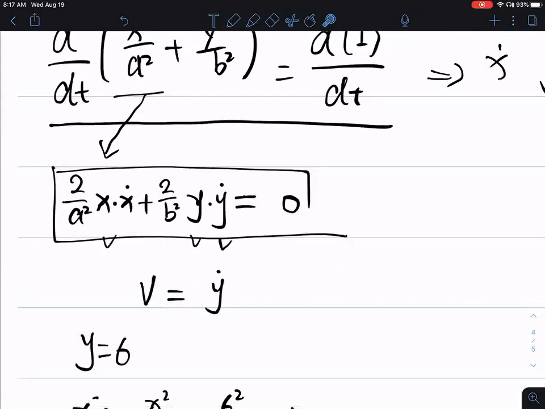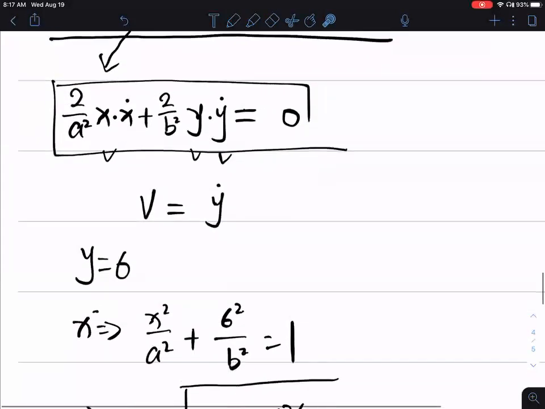This is x dot. What does x dot mean? It's the speed in the x direction, or you can think of it as the x direction velocity component of this particle. So since it's a velocity component, it can be positive, negative, or zero, right?